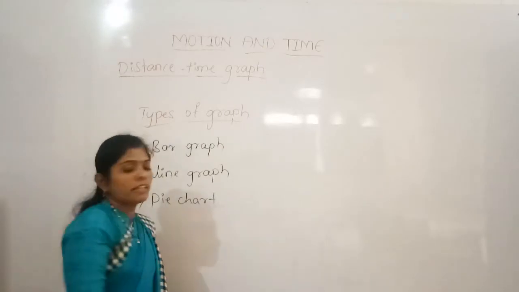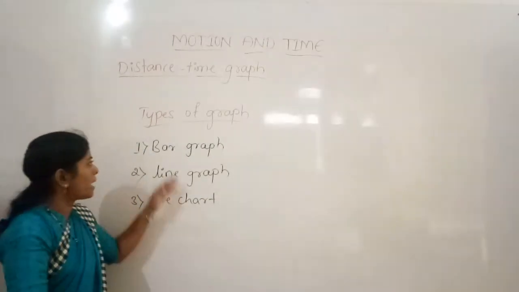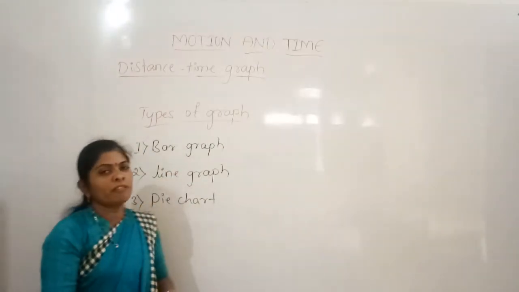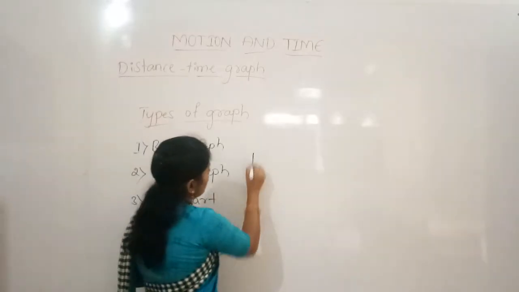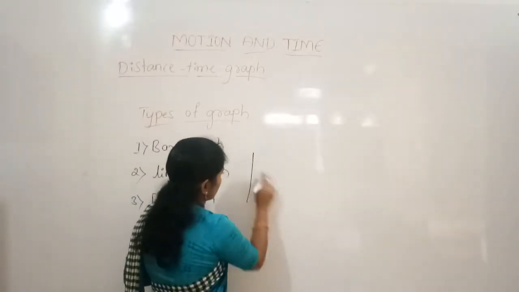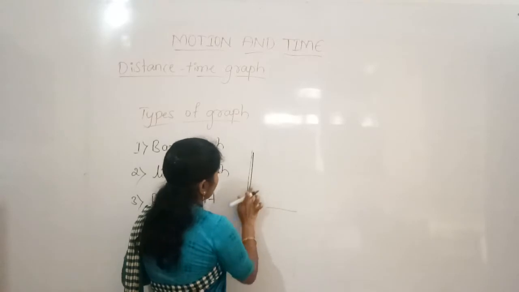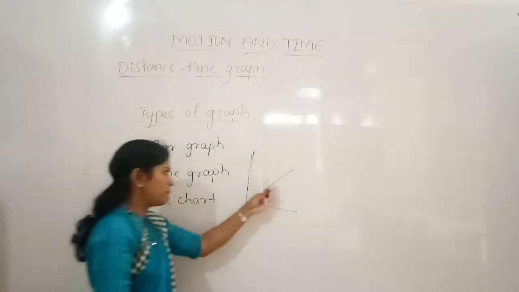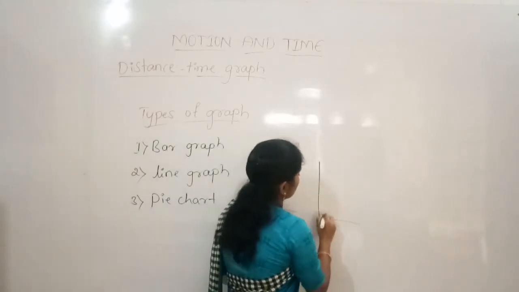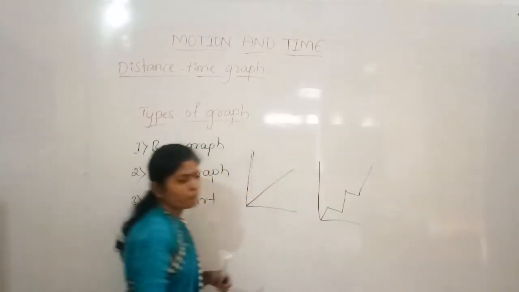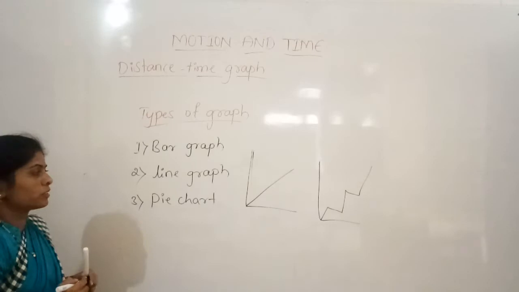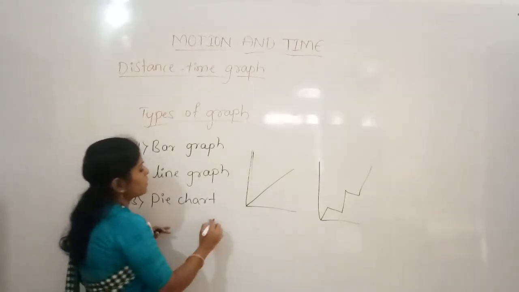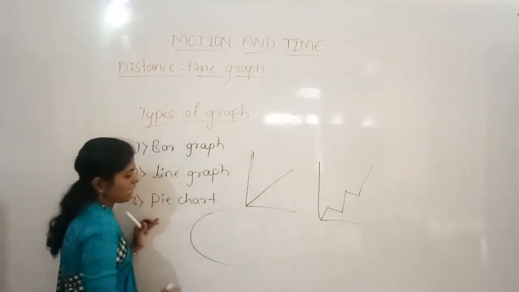So this example I gave is the bar graph, and then the line graph will be there. Here we represent by lines. The line may be a straight line or sometimes in zigzag form, according to the ups and downs. And the pie chart will be there. So here we can use the pie chart like this.